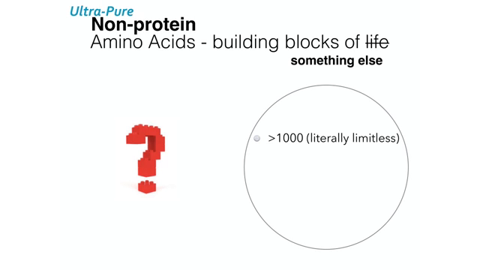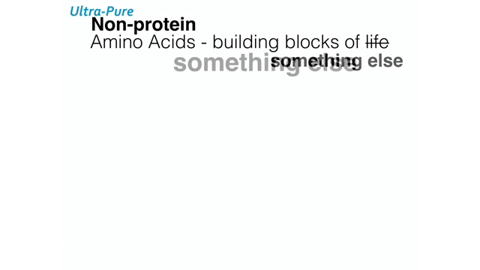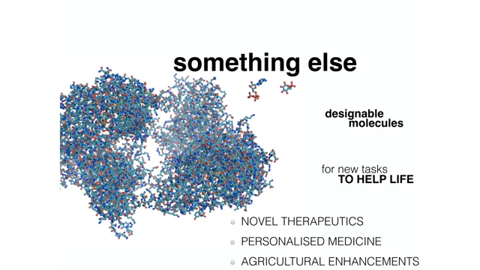There are actually limitless options for designing those because they are not available from nature and are synthetically produced, which is quite a difficult process. But what is this something else? The something else are designable molecules, created for new tasks to help life. Those can be molecules for novel therapeutics, personalized medicine, and agricultural enhancements. But that's only the case if those non-protein amino acids are pure.